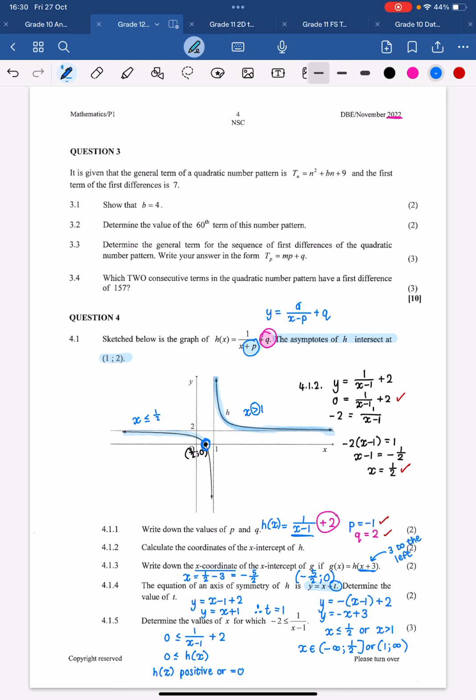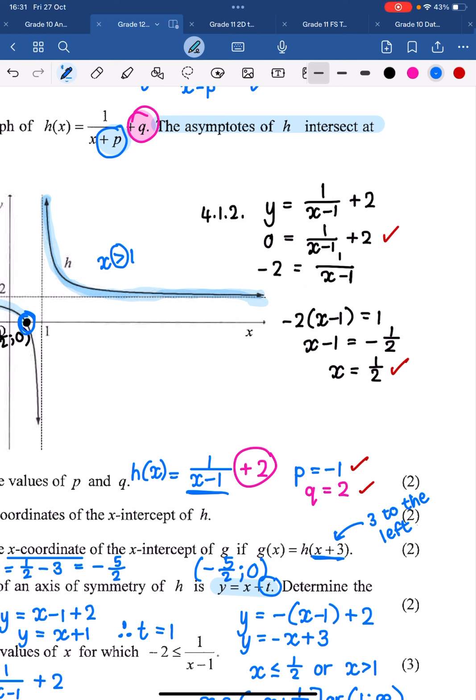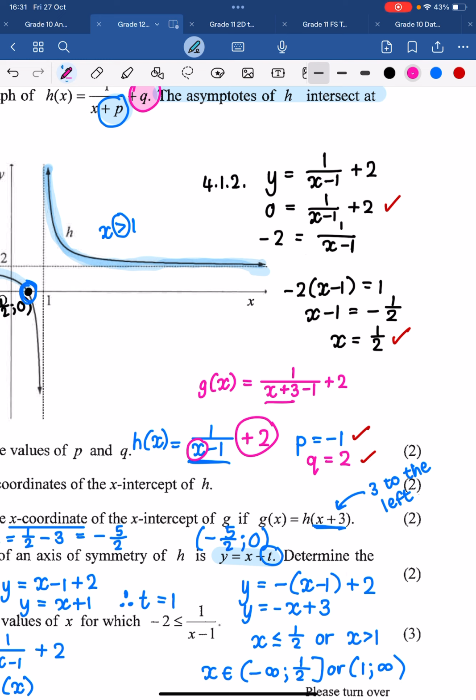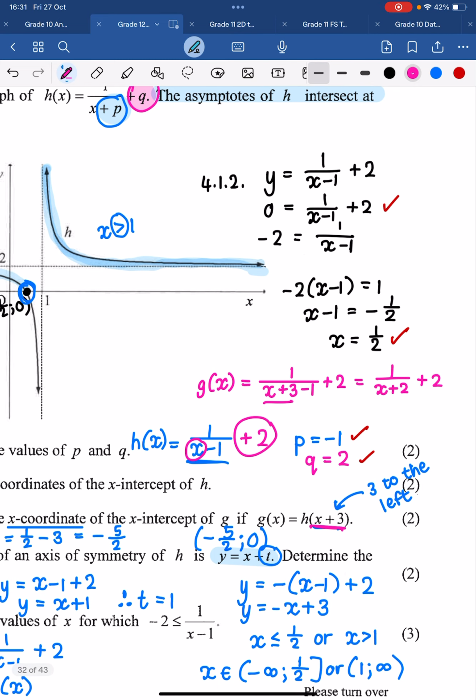Okay, so Dimple, you are asking for 4.1.3. If you were asked to write the equation of G, where G is h of x plus 3, you would take h, and in the place of x, you're going to have an x plus 3. And then you would have to simplify that afterwards, right? So in the place of x, you put x plus 3. So that is then actually going to be 1 over x plus 2, plus 2. Is that what you were asking?